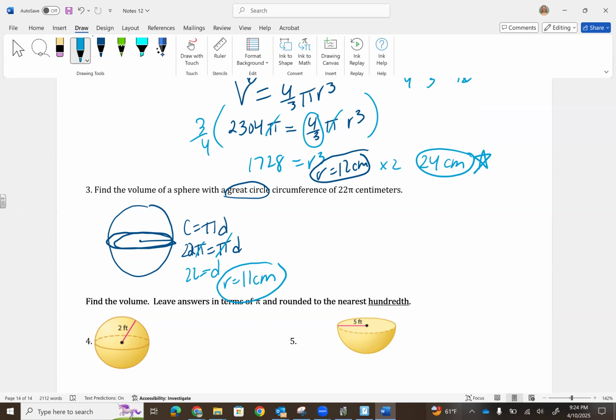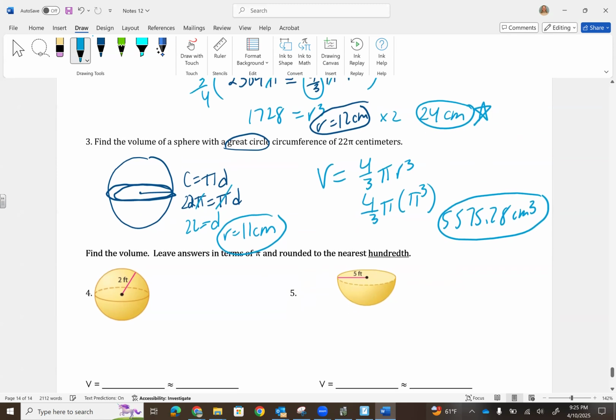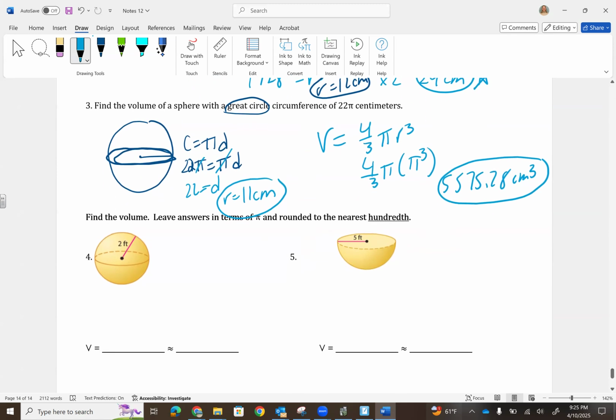The next one says, give me the volume of the sphere. If you know the radius, the volume of the sphere is going to be 4/3 pi r cubed. So it'd be 4/3 times pi times 11 cubed. Get that in your calculator, and you're going to get the volume to be 5575.28 centimeters cubed. You should try it, see if it works. Make sure you know how to use your calc. If you had a graphing calc, you would use the fraction key. So 4/3 times pi times 11 cubed, not pi squared.